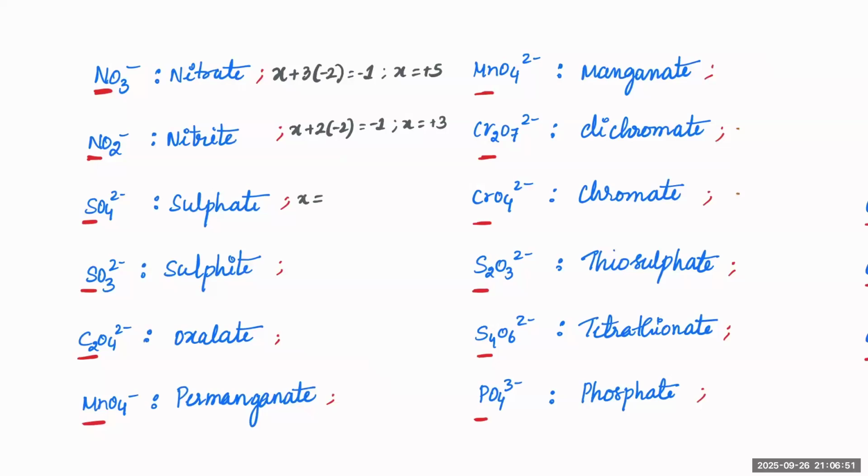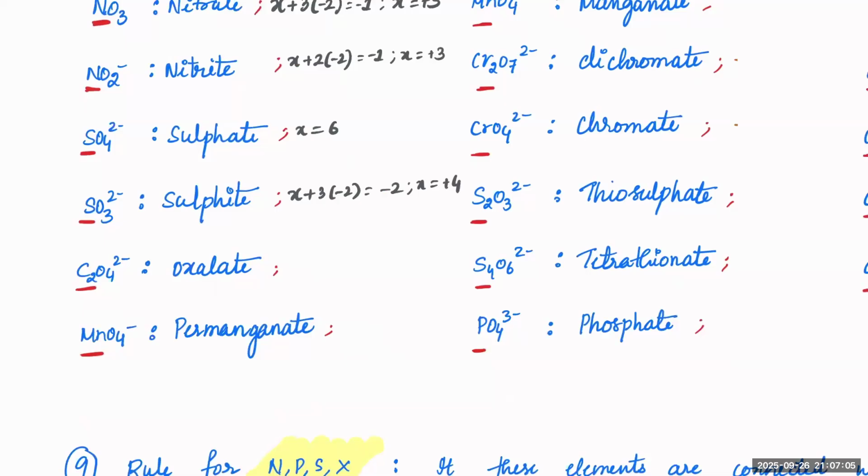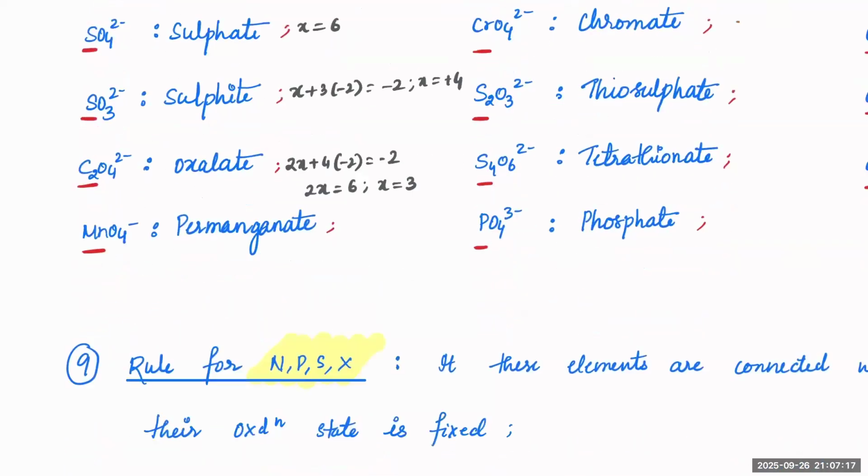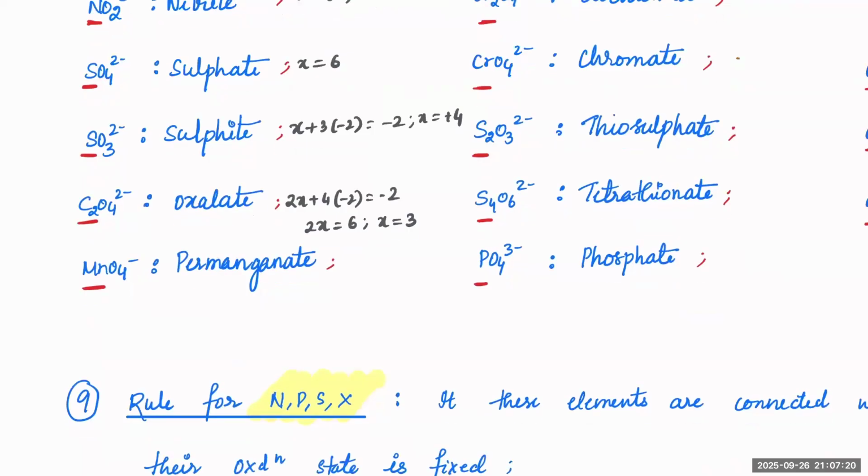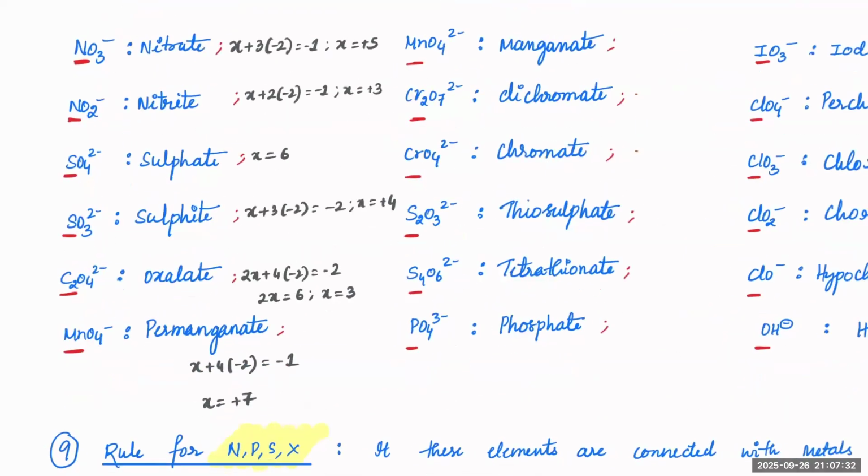Sulfate we have just learned, S is equal to +6. Sulfite, X plus 3 times -2, overall equal to -2. So that makes X equal to +4. Oxalate, 2X plus 4 times -2, overall charge equal to -2. So 2X is equal to 6, so X is equal to 3. Permanganate, X plus 4 times -2, overall charge is -1. So that makes X equal to +7. Please check if everybody got the left side.